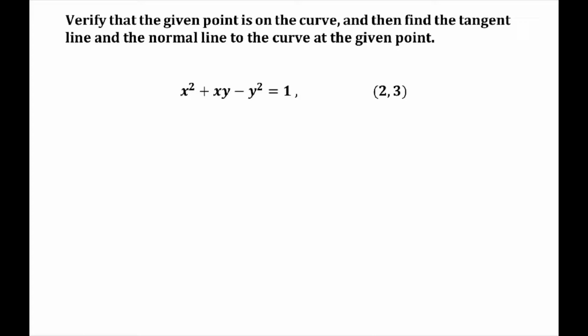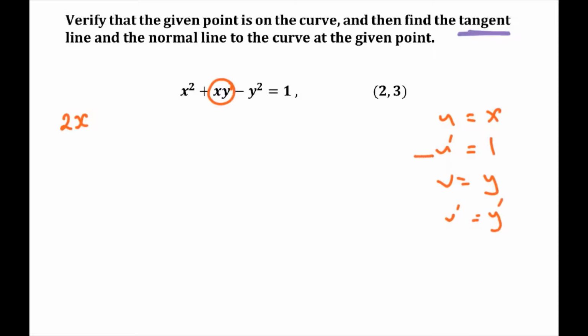Okay, let's start. So in order first to find the tangent, we need to find the slope, the first derivative. So we need to differentiate this. So let's try. The derivative of x squared is 2x. The derivative of xy is basically, u equals x, u prime equals 1, v equals y, v prime equals y prime.